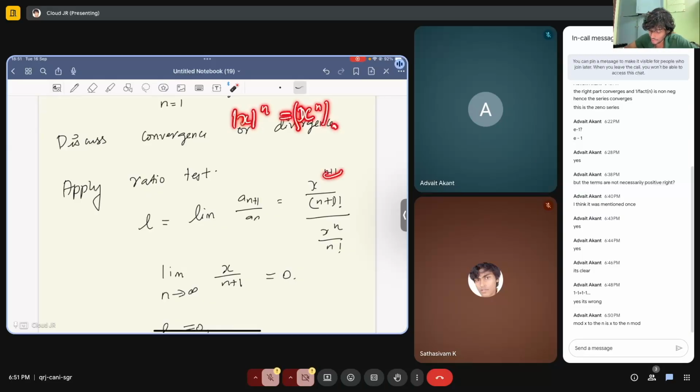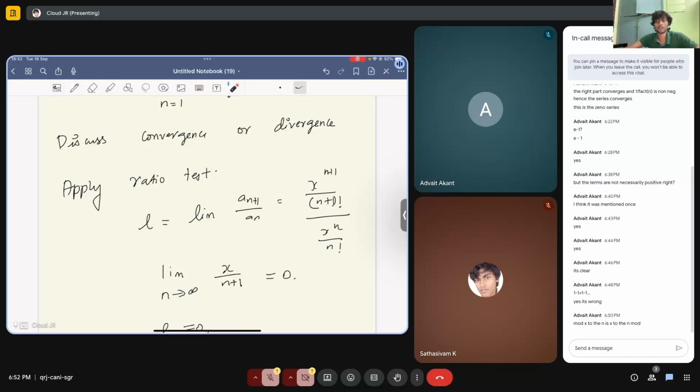Because depending on whether n is odd or even, the parity will change. So I think you will always get a negative sign here. If x is negative, you will always get a negative here. But it doesn't matter because your limit is 0. So minus of 0 is just 0. If your x is negative, then you will get minus this, but it will be 0.